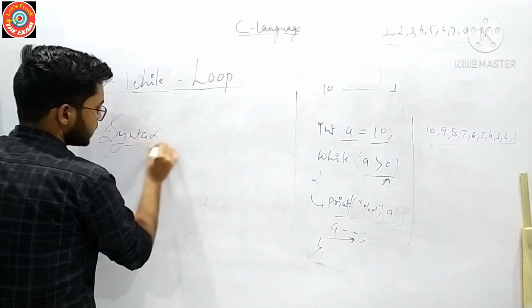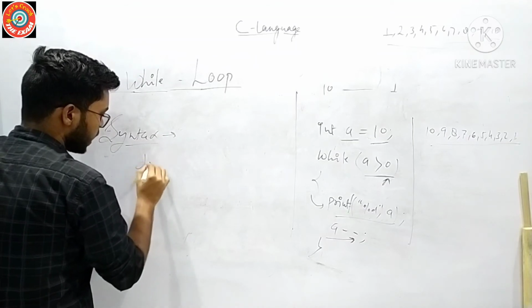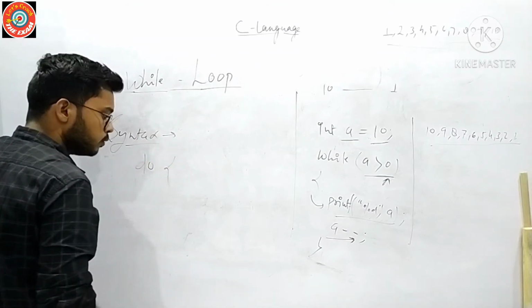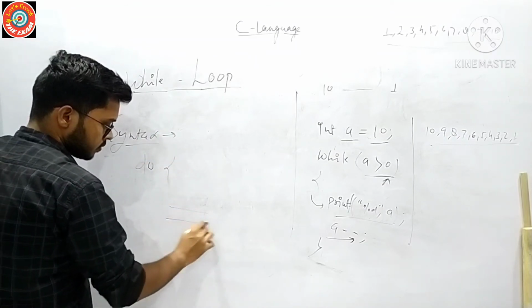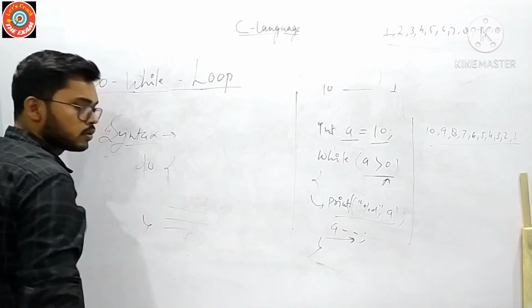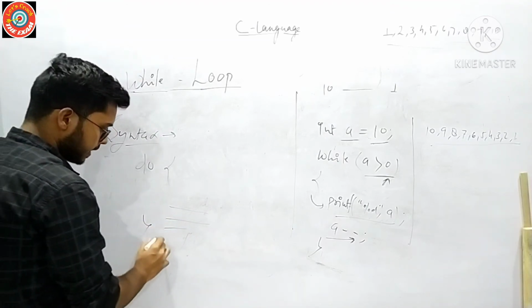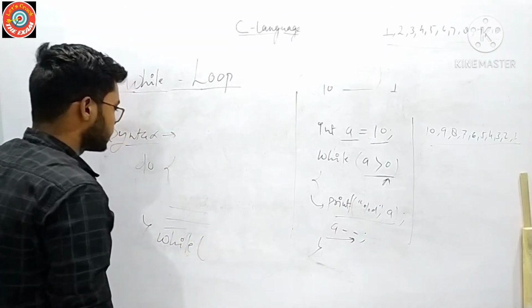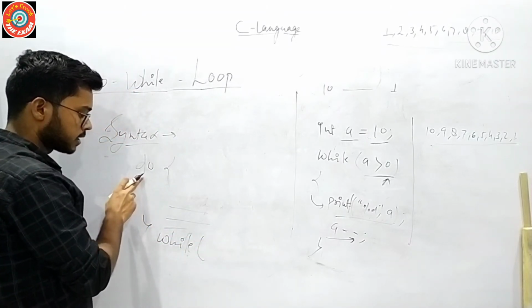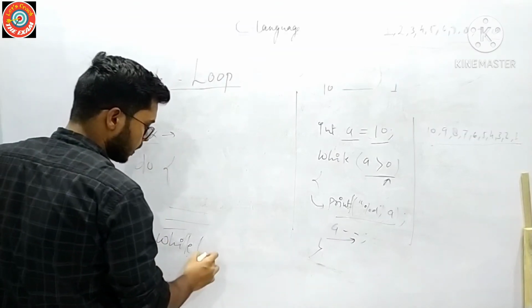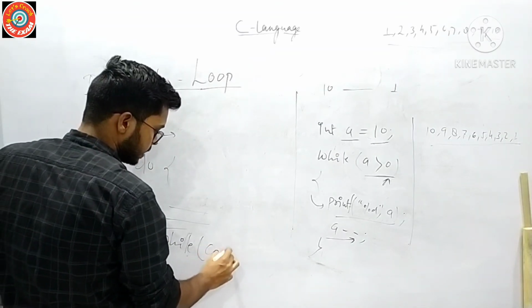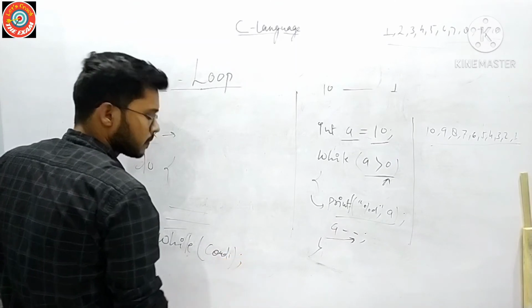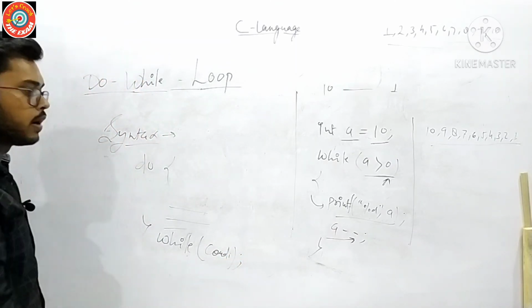Okay, syntax for do while loop is we have to write do and then the body of do, whatever we want to write. Okay, then we will close do and then we will write while and the condition for which we want to execute our do while loop. Okay, so we will write here condition. So this is the syntax for do while loop.